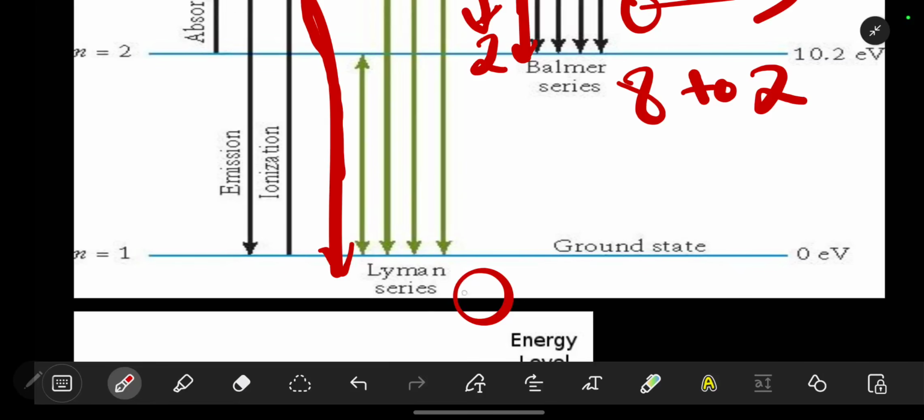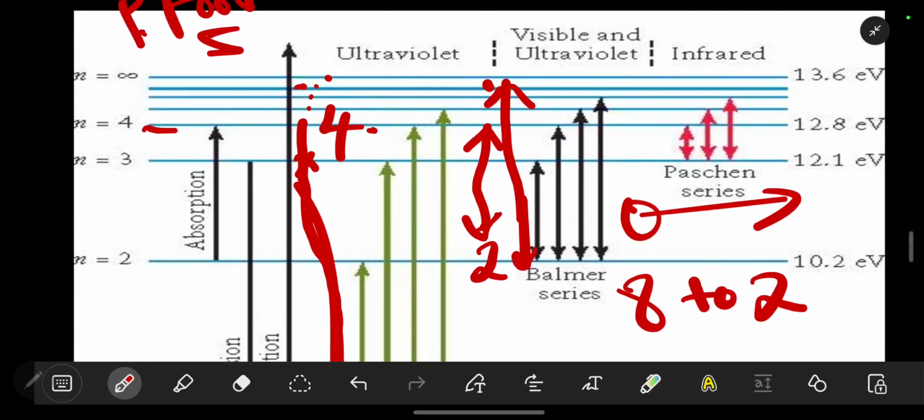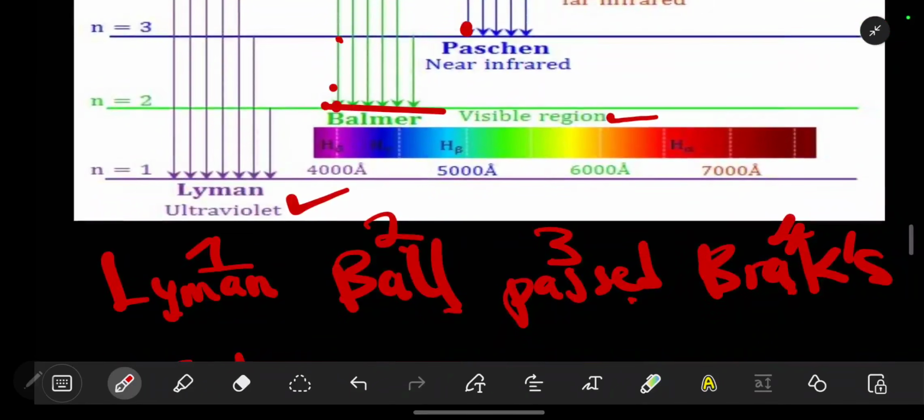We have the Lyman, which is the ultraviolet, the Balmer series, which has to do with the visible lights, the Paschen series, which has to do with the infrared, as well as these others, the Pfund and others, and the Brackett. So you can know those in that simple manner.